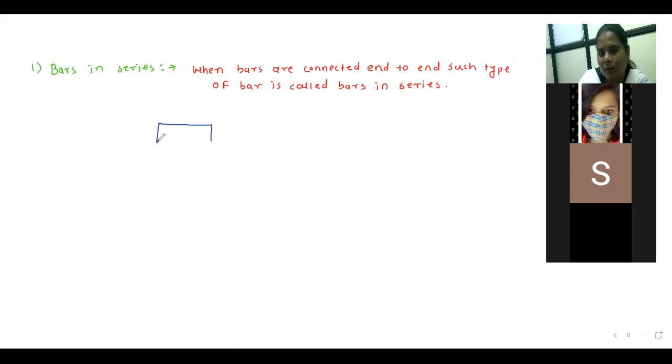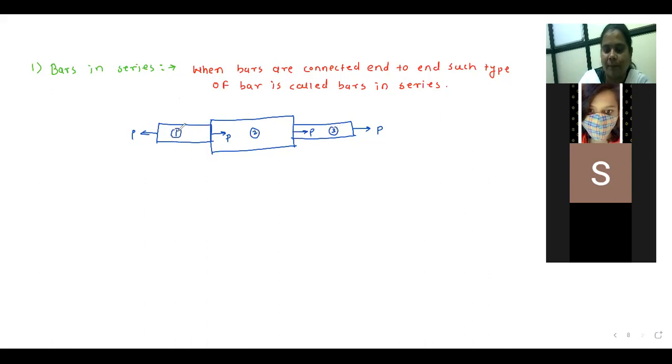So for that, I will draw a figure here. Suppose this is bar 1. Now I am connecting bar 2. And this is bar 3. Here load is applied, here also load is applied. So this is, suppose, first section, this is second section, and this is third section.